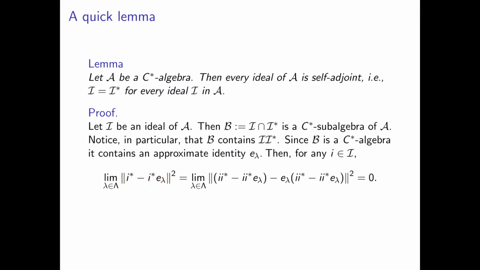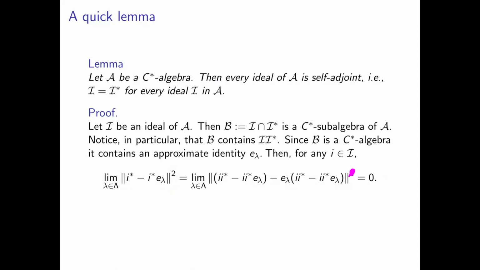There shouldn't be a 2 here. So this limit here of this norm squared is equal to this limit of this norm simply here. And this is just the C-star property that we have, that the norm of A squared is equal to the norm of A star times A. So that is, here we have the norm of our element squared, and here we have the norm of the element times its star, basically.